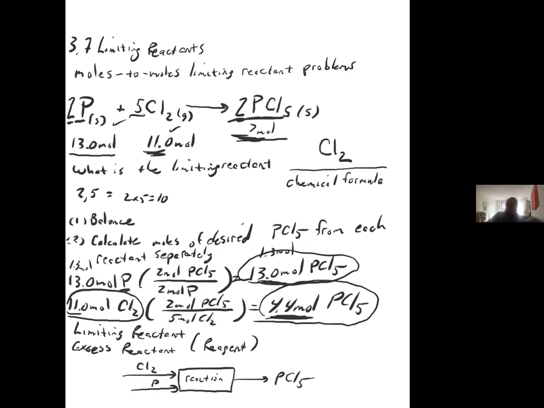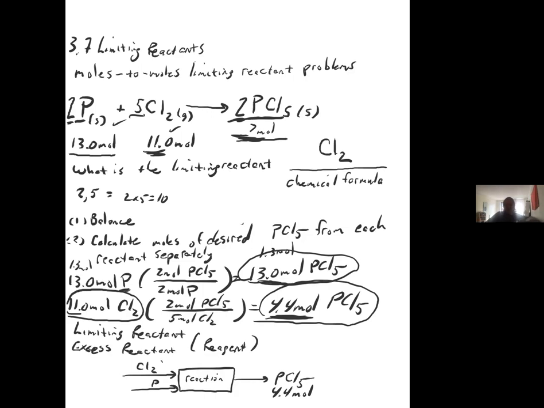What we've determined is that the phosphorus is the limiting reactant. It's the limiting variable. It limits how much of the PCl5 you can get out. There's only enough to make 4.4 moles of the PCl5. In order to get more PCl5, we don't need to add more phosphorus. We need to add more chlorine.